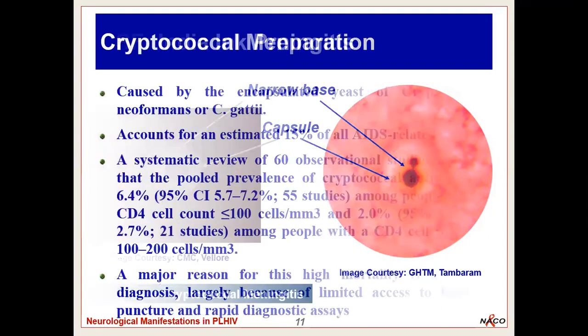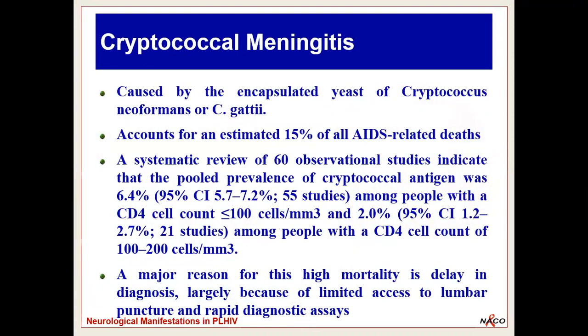Next, please. Cryptococcal meningitis is caused by the encapsulated yeast Cryptococcus neoformans or gattii. Neoformans is most common in immunocompromised patients. Some people have also referred to this as a sleeping disease in low and middle income countries, because the diagnosis is quite difficult and not widely available everywhere. It also accounts for almost 15% of all AIDS related deaths. So you can imagine the huge burden we are seeing.